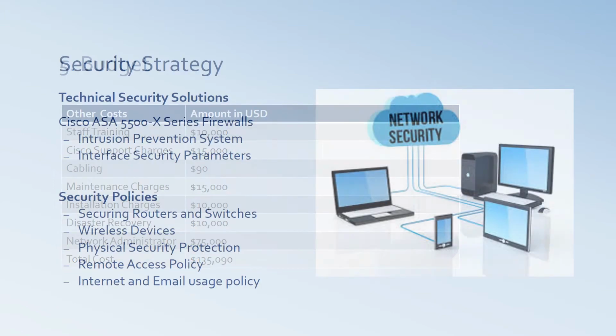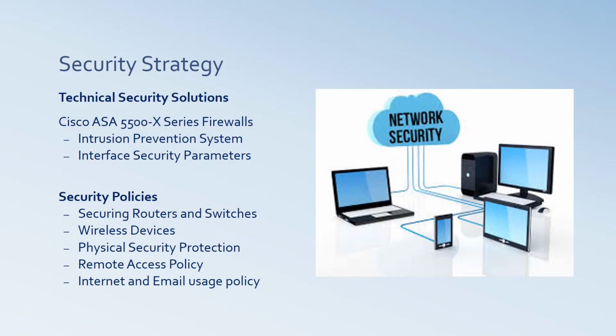$1,350 and $90. We are using Cisco ASA 5500 series firewalls. These firewalls come with an inbuilt intrusion prevention system, and they also have interface security parameters. Other than that, we have also proposed security policies for securing routers, switches, and wireless devices, what the remote access policy should be, the physical access policies, as well as internet and email usage policies. We have mentioned this in detail in our report, so you can have a look at our report.